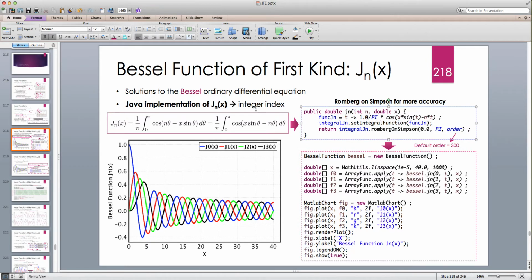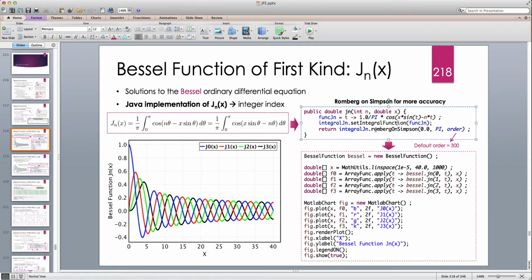So our integral function is 1 over pi cosine of x sine of t minus nt, and t is the parameter of integration. We call our integral object that does the integration and has all the numerical integration methods, and set the integral function to this new value, which is a functional interface. So we're using a lambda expression, and then we call one of our methods.